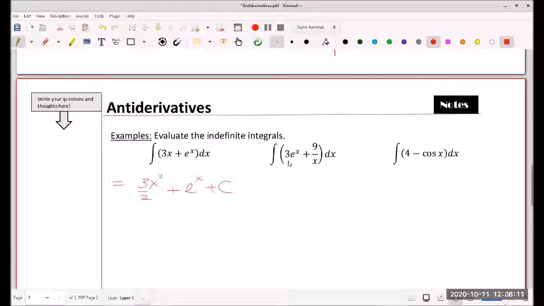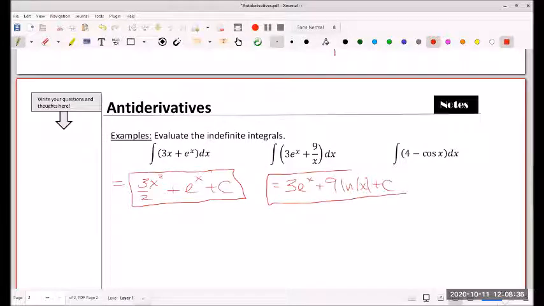For this one here, we have the 3e to the x, so that's going to be, again, 3e to the x. The 3 is a constant, so that stays put. We have plus 9 over x, or that's 9x to the -1. So the 9 is a constant, that stays. And then we have the natural log, and we'll use the absolute value of x. And then we have the plus c, right? So let me just put boxes around these. That's the answer to the first one. This is the answer to the second one. We can't simplify it at all.